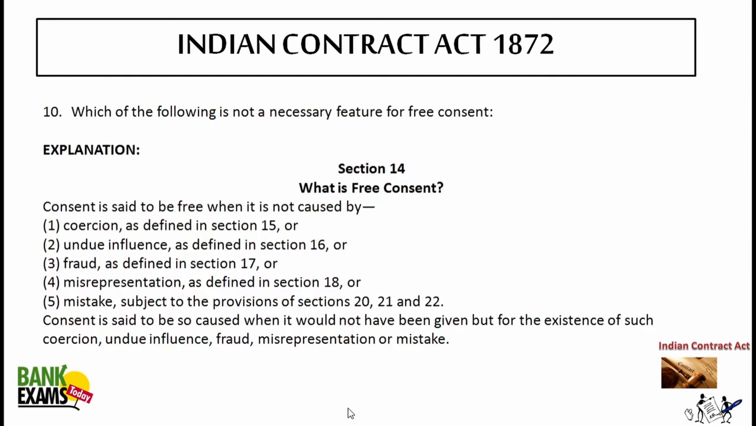So, Section 14 says that consent is said to be free when it is not caused by coercion, undue influence, fraud, misrepresentation, or mistake. Consent is said to be so caused when it would not have been given but for the existence of such coercion, undue influence, fraud, misrepresentation, or mistake.